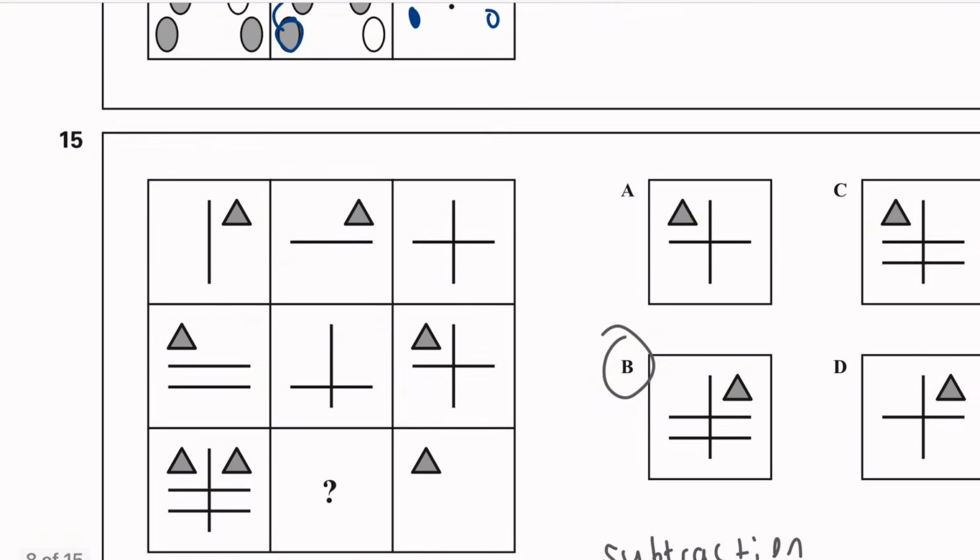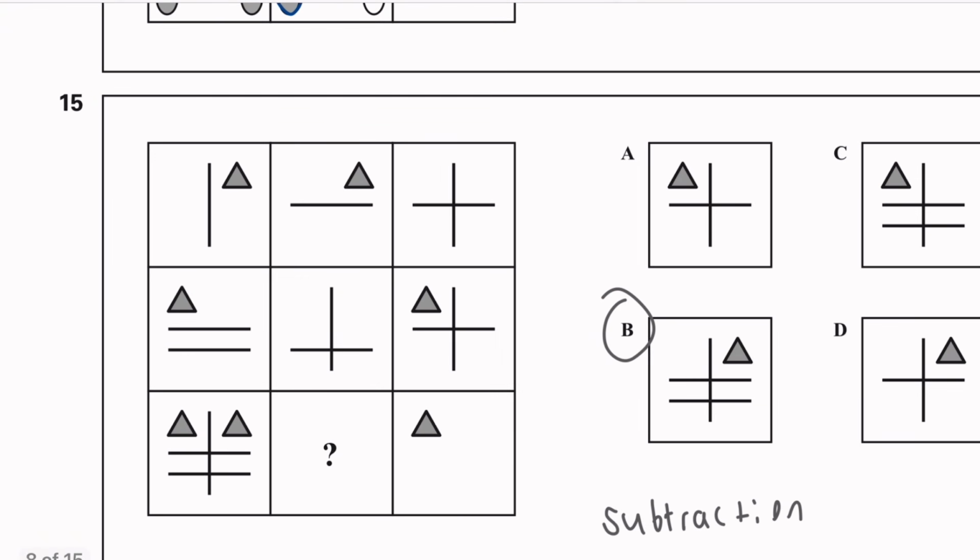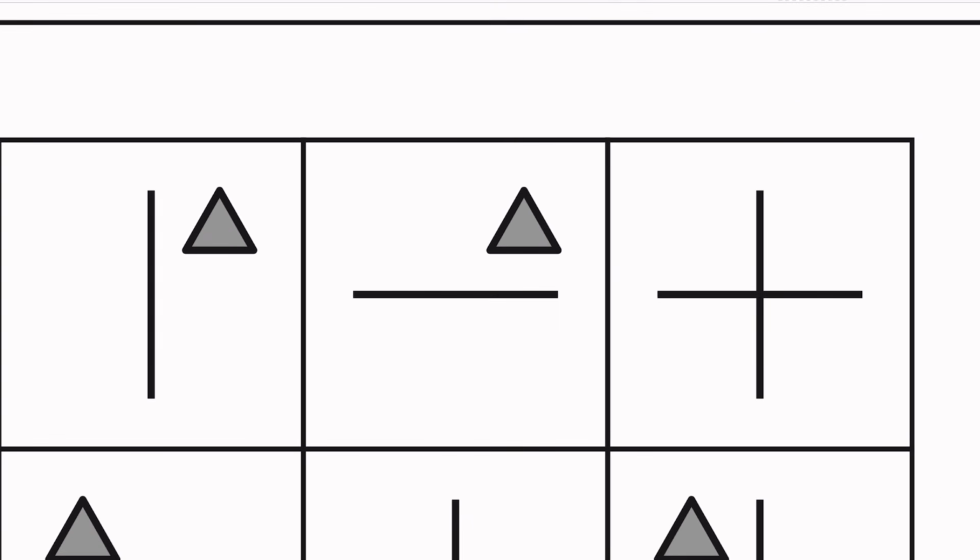Question 15. Question 15, like I've stated over here, involves a bit of subtraction, okay? And I'll explain what that means. So, if you look in the first row, what stays the same throughout? Both these lines, okay? So they form the cross. But why does the triangle disappear? Why does that have to disappear?